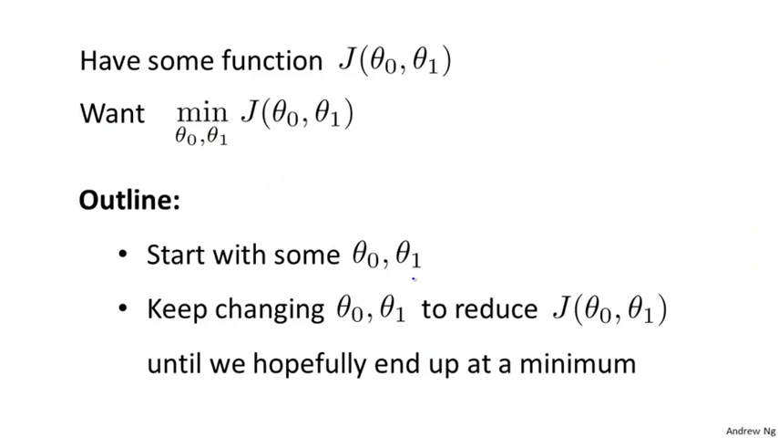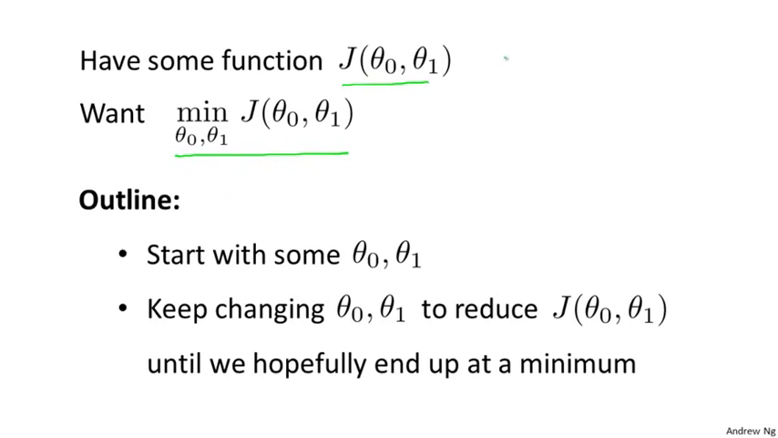So here's the problem setup. We're going to assume that we have some function J of theta 0, theta 1. Maybe it's the cost function from linear regression. Maybe it's some other function we want to minimize, and we want to come up with an algorithm for minimizing that as a function J of theta 0, theta 1.